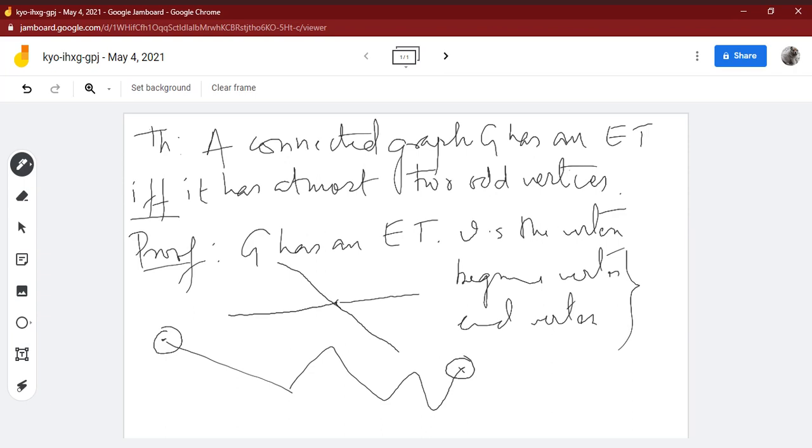And if these two coincide, suppose this is u and this is v, and u is equal to v, then there are no odd vertices. This graph will have an Euler tour and every vertex is even. So the possibility is either zero odd vertices or two odd vertices, and these two are the origin and the terminus. Is that clear? So this is the necessary part.